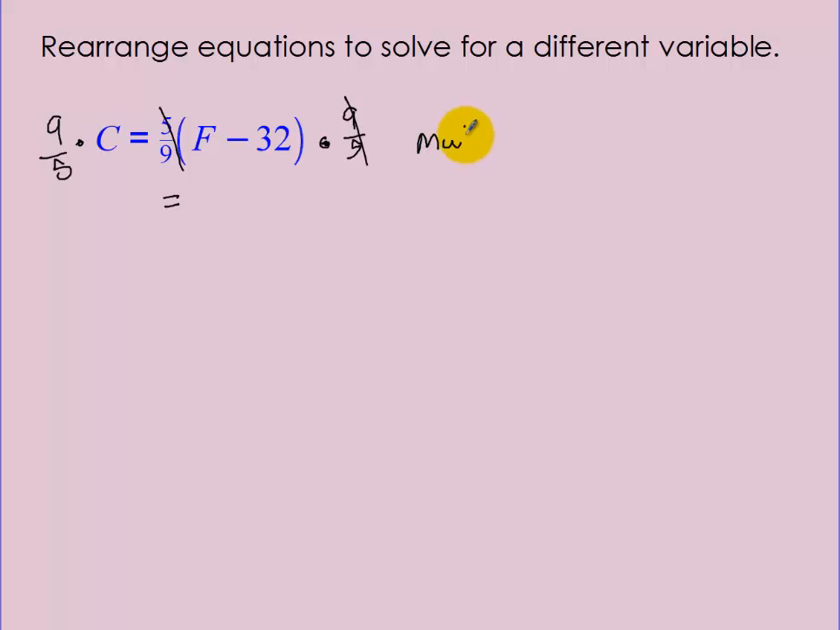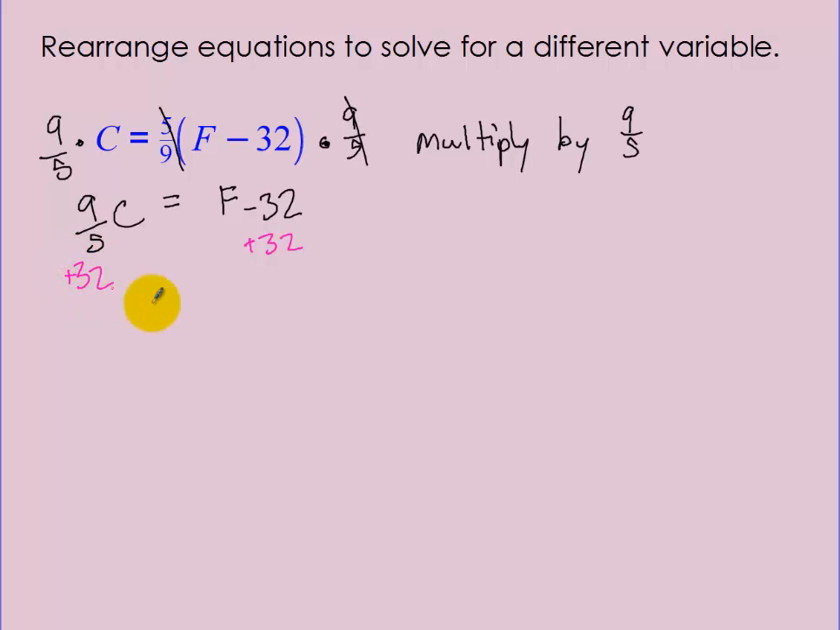So I'm going to multiply by 9/5. And I'm left with f minus 32 on the right, and on the left, it's 9/5 c. I want to get f by itself. Well, it's a minus 32, so I can add 32 to both sides. And those will cancel. Adding 32, these will cancel on the right, so I get f.